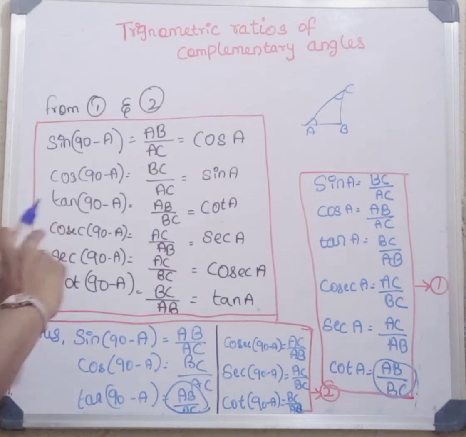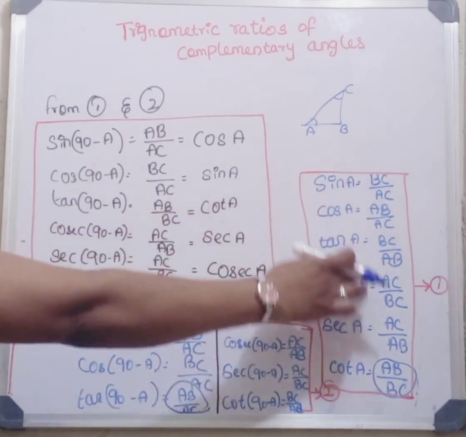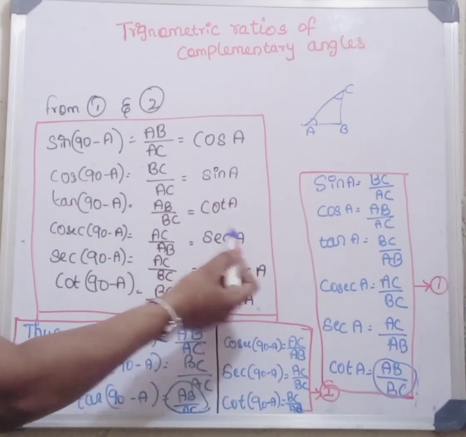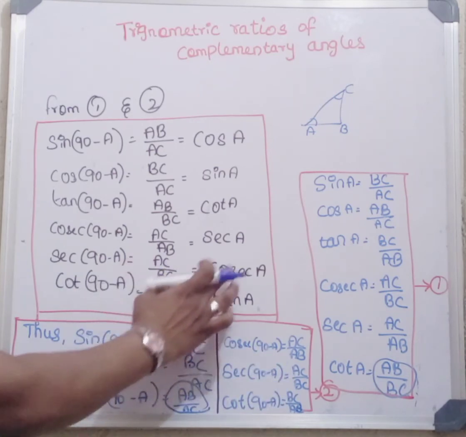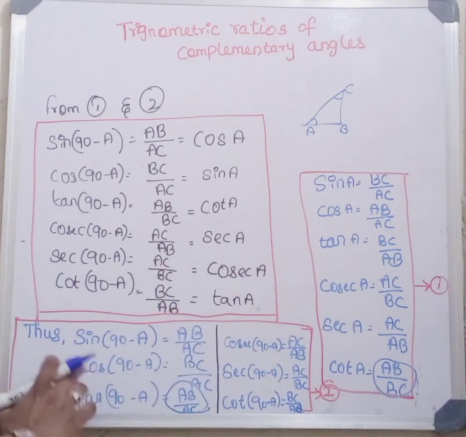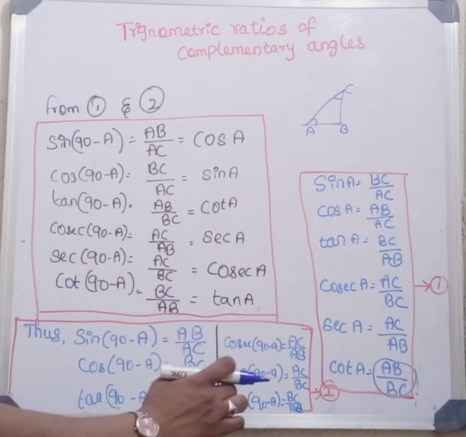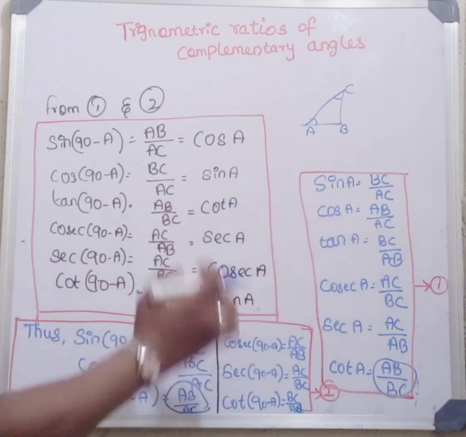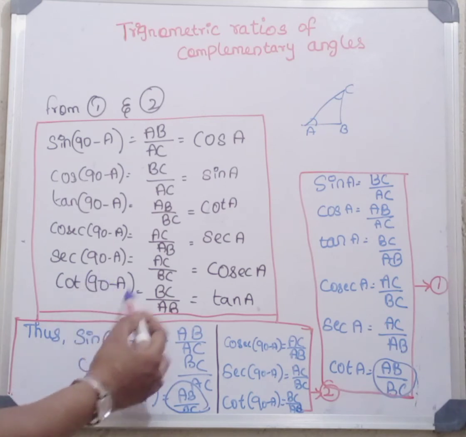Next, cosecant 90 minus A, in the same way, is AC by AB. See here, AC by AB is nothing but secant A. So cosecant 90 minus A is secant A. Secant 90 minus A is AC by BC, which is nothing but cosecant A. The last term, cot 90 minus A, is BC by AB. So BC by AB is nothing but tan A in the triangle.